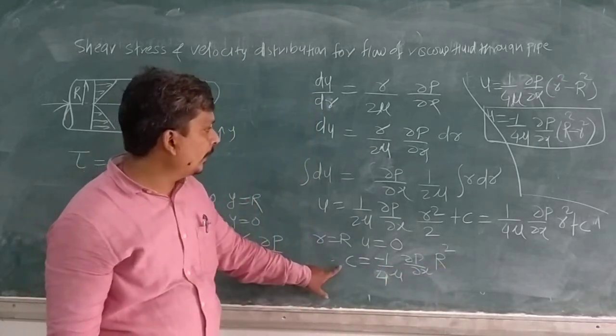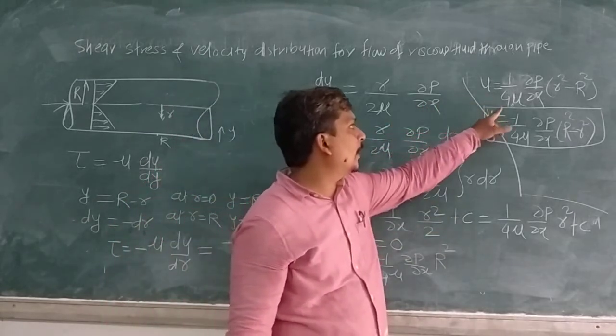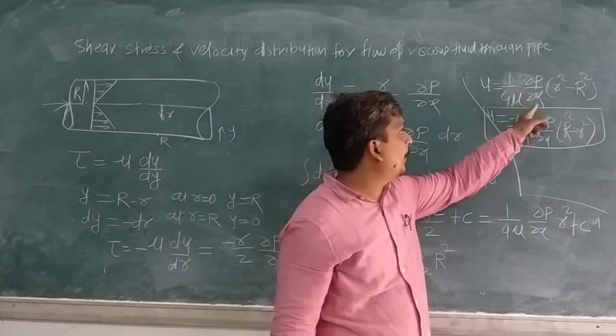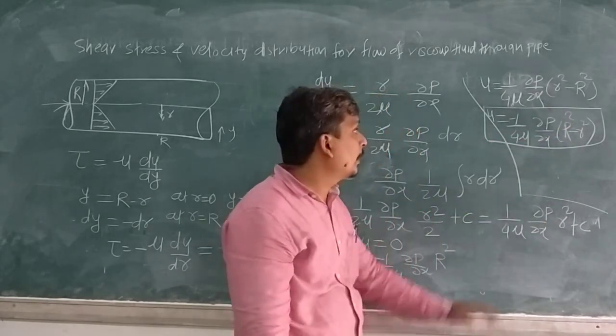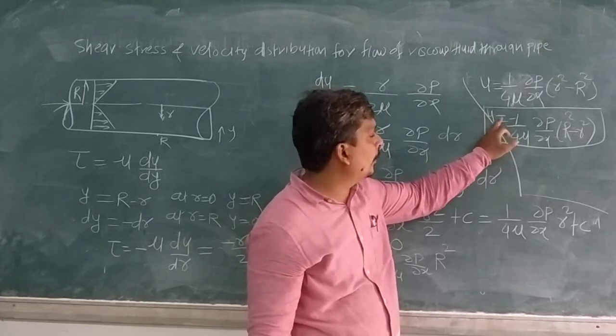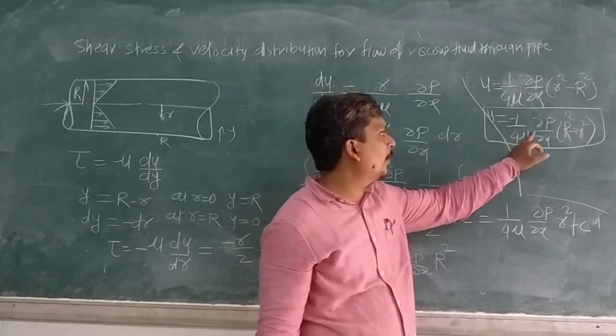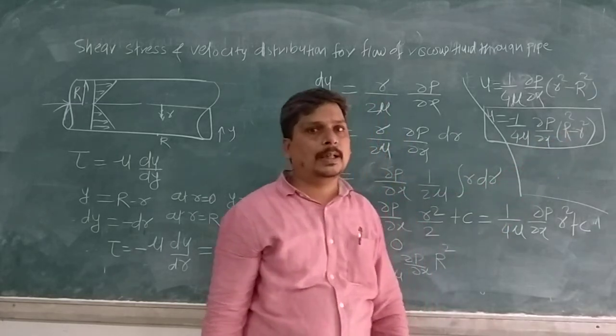So finally, putting this c value in this equation, we get u is equal to 1 by 4 mu, delta p by delta x, (small r squared minus capital R squared). Changing the sign, we get the variation of u is equal to minus 1 by 4 mu, delta p by delta x, (R squared minus small r squared).